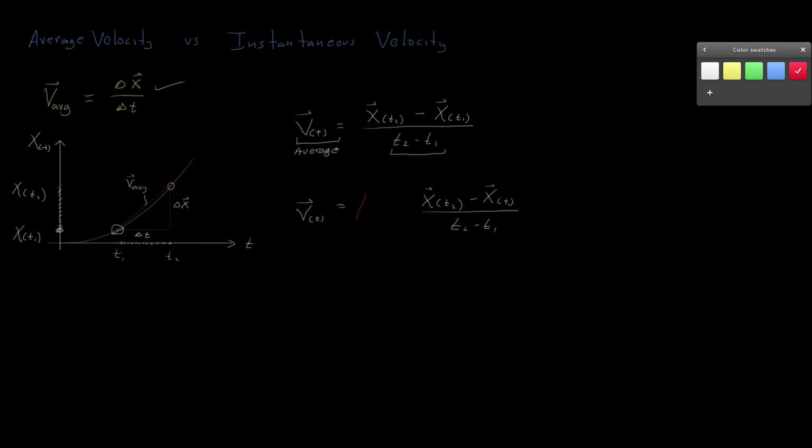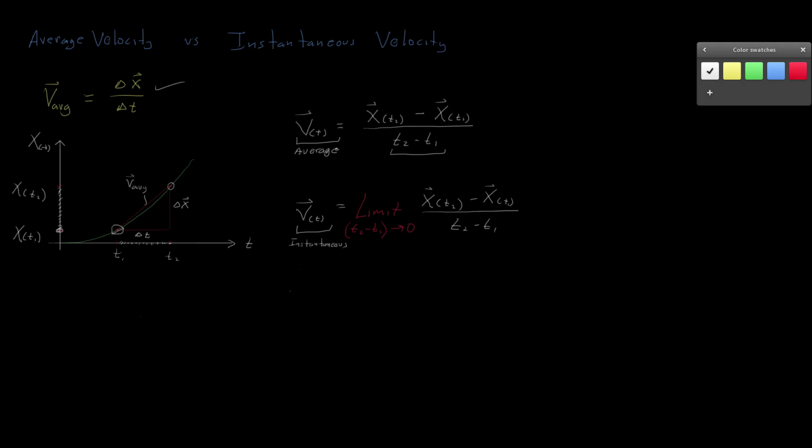The new idea is in the limit as the difference between time 2 and time 1 approaches 0. We're letting the difference here get infinitely small, but not be 0. Time 2 cannot be time 1. It has to be some small amount away. And so when I rewrite this, it turns into the instantaneous velocity.